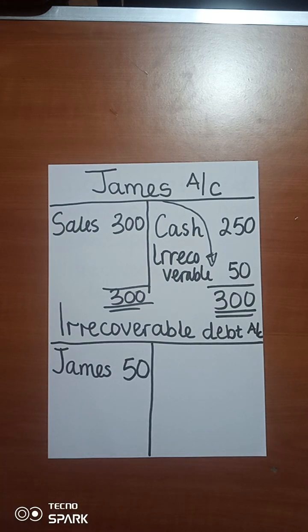Then we now need to make a closing transfer to the financial statements. In this case it is the income statement, right? Irrecoverable debt becomes an expense because if the customer fails to pay, then we are supposed to use our own resources to cover up for that amount that we didn't recover from our customers.